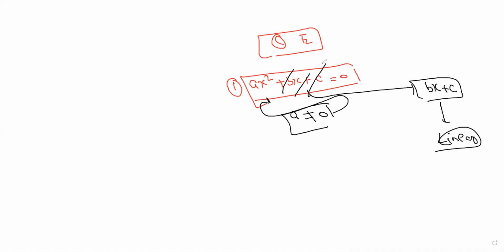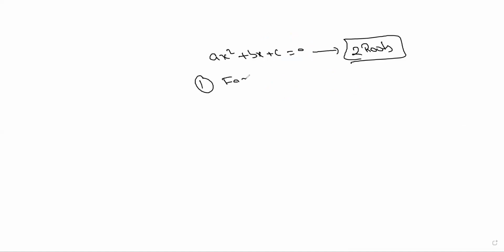Now let's talk about the roots. How many roots would there be? Two roots. To find the roots, there are two methods. The first one is factorization, and the second one is directly through the formula. Before coming to that, let me first explain factorization. We'll take an example for that.